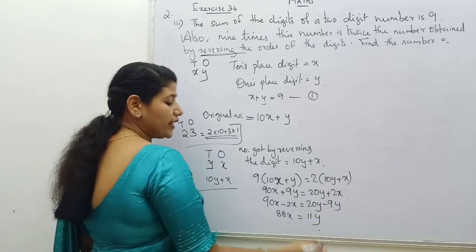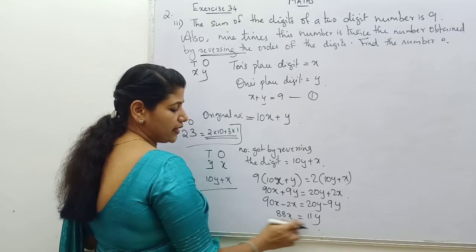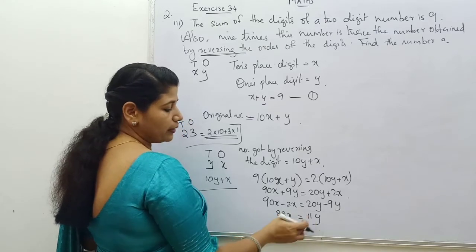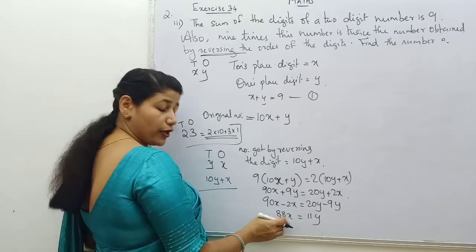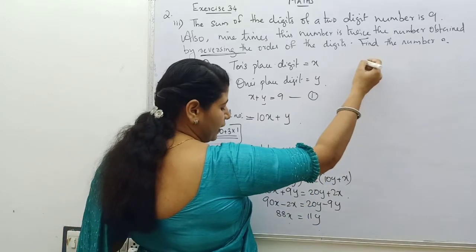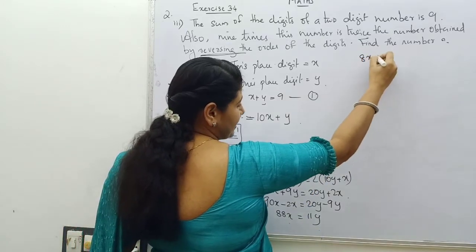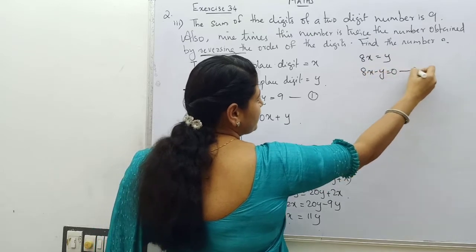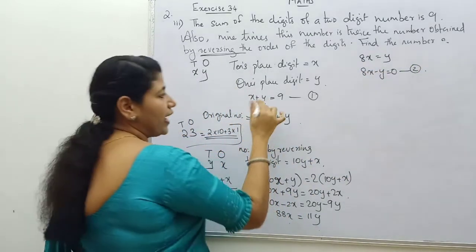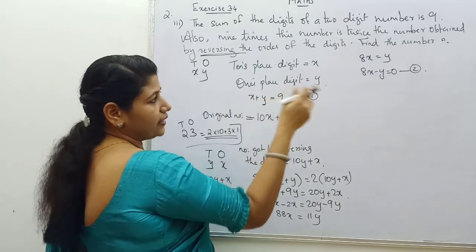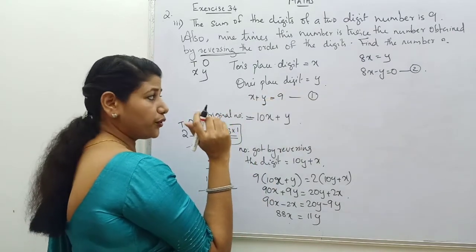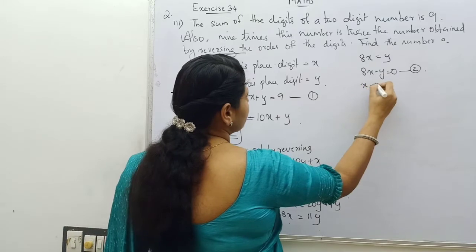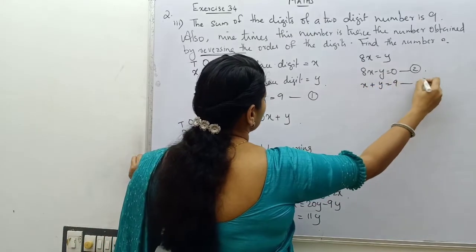Okay, so we can divide both sides by 11, since these are multiples of 11. By dividing with 11, you will get 8x equal to y, or we can write 8x minus y equal to 0. This is your second equation. So we have already got x plus y equal to 9, and here 8x minus y equal to 0. So I am writing x plus y equal to 9 also there. This is your first one.